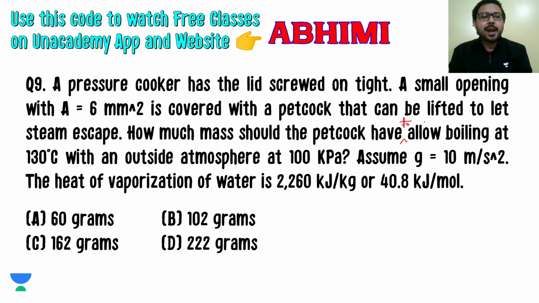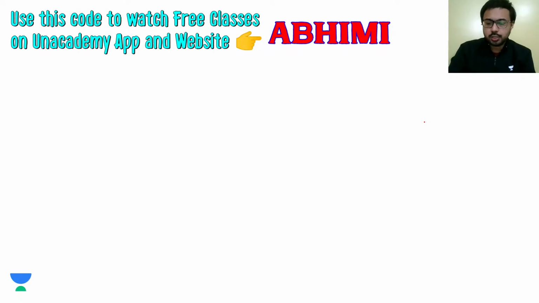to allow boiling at 130 degrees Celsius with an outside atmosphere at 100 kilopascal, assuming g to be 10 meter per second square. The heat of vaporization of water is 2260 kilojoule per kg or 40.8 kilojoule per mole. And you have been given these options to select the answer from. Let's solve this question. To solve this question, we need the Clausius-Clapeyron equation relating pressure and temperature for different values.